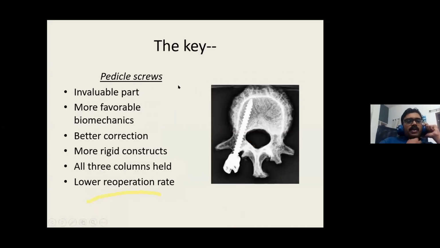Okay, so the pedicle screws have the most favorable biomechanics, better correction. This is a very rigid construct, and you hold all three columns, with a lower reoperation rate when compared to hooks. They dislodge, sometimes cause some more pain. So all these problems are there. And the key thing that others initially advised was to get a bicortical purchase with the pedicle screw. But when you get a bicortical purchase with a pedicle screw in a deformed spine, your rotatory capacity is much more magnified. But the problem is you risk injury to the anterior structures.